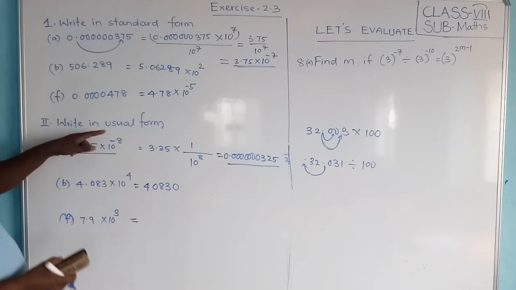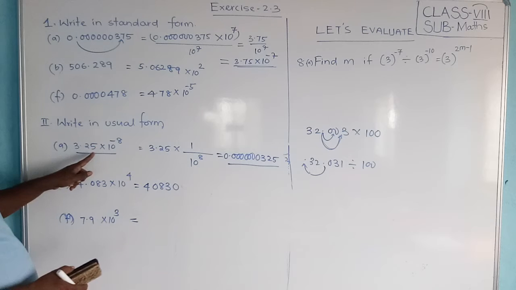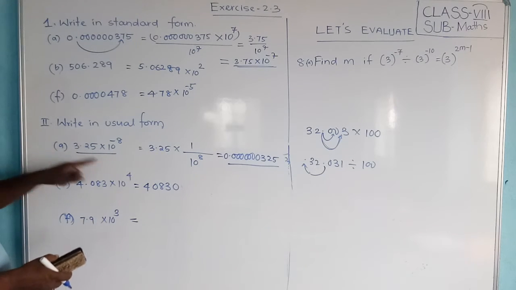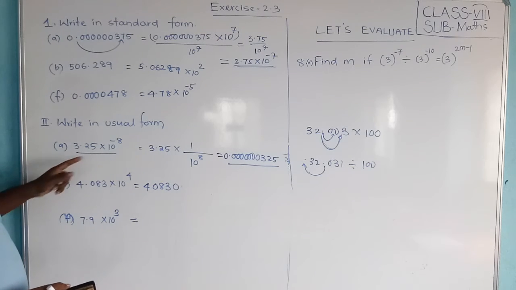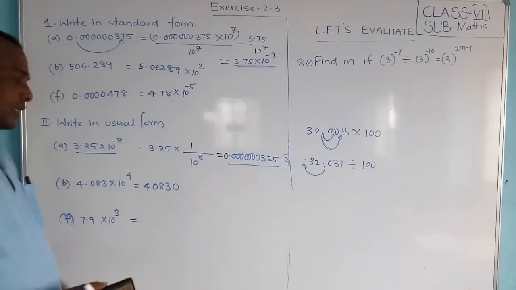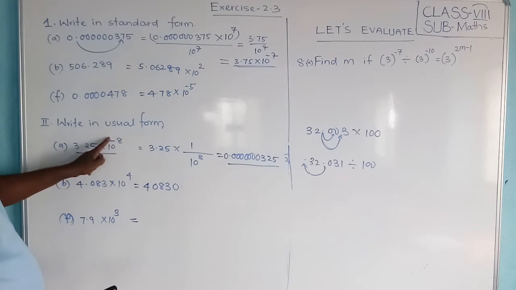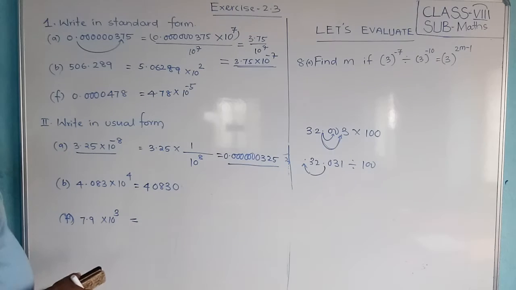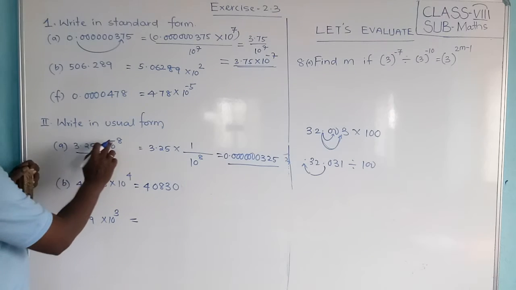That means whenever a negative sign comes, the decimal places will come to the left side. Whenever there is a positive sign, the decimal place will go to the right side. Just remember this technique: negative sign means the decimal places will go to the left side. Don't worry about that.